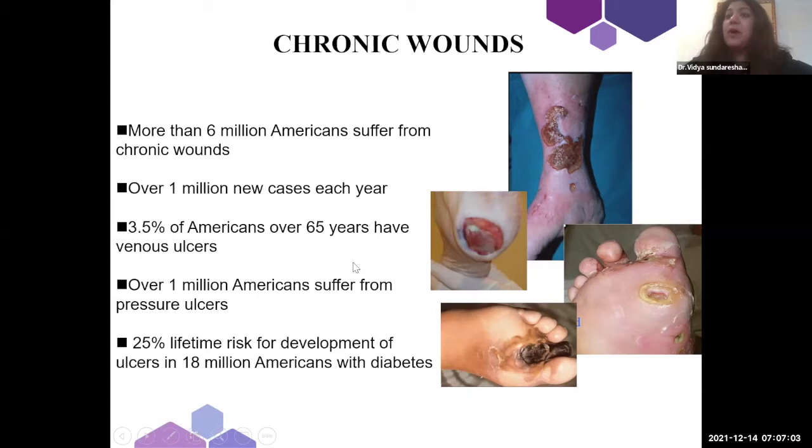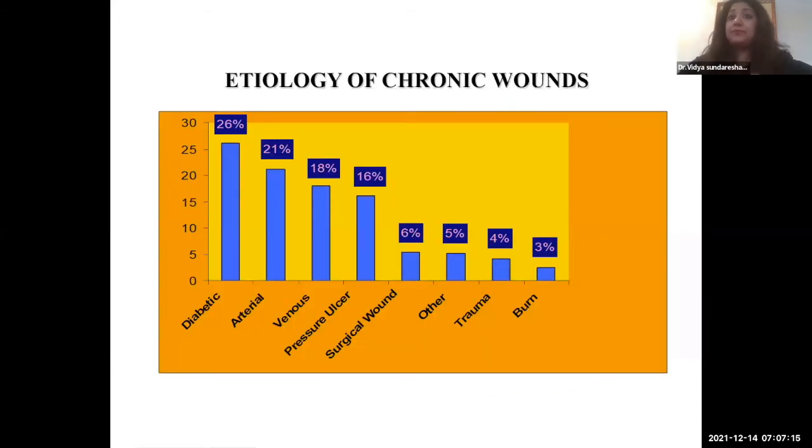So wounds are a part of patient care when you see them in the hospital, when you see them in outpatient settings. When you see these wounds, they have to be addressed and treated appropriately. With the etiology of chronic wounds, there's about 26% of the wounds seen with diabetic wounds, arterial wounds 21%, venous 18%, pressure ulcers 16%. So those are the bulk of what we see.